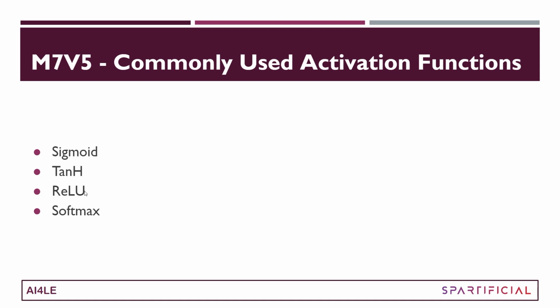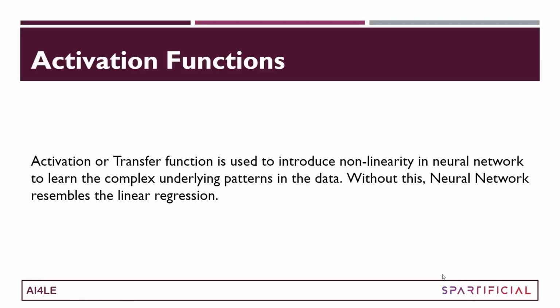So let's get started. Now before we jump and look into some different types of activation functions, let us first of all understand what we mean by the activation function itself, and then why we even require it for these kinds of neural networks. This activation or the transfer function, whatever you like to call it, is used to bring non-linearity into the neural networks. And this non-linearity helps the network itself to learn the complex underlying patterns that we have in the data.